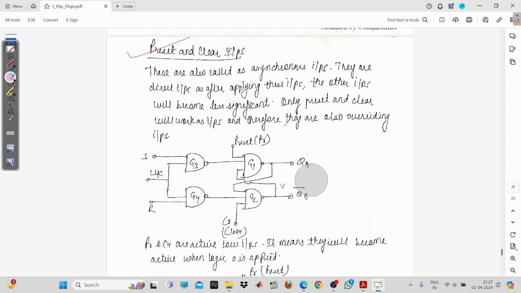Fine. Now what is going to happen if you provide 1 1 to it? Suppose you are providing 1 1, then you will have to wait for the clock pulse, because then this will act as a normal flip-flop. Fine, this one is 1 and this one is 1. So you cannot make any decision depending upon these two inputs. So that's why the preset and the clear are active low inputs.